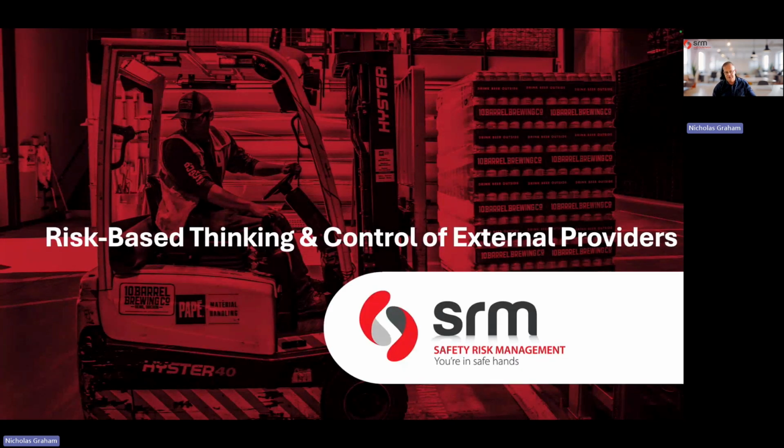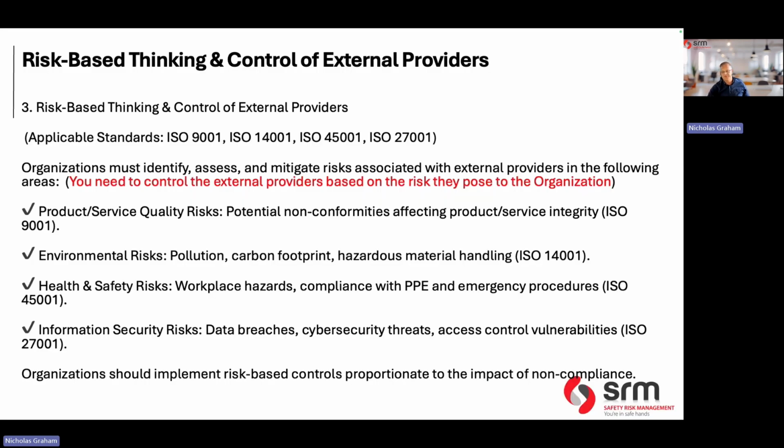When we're looking at managing external providers, we need to apply risk-based thinking. And basically what all four of those ISO standards say is when you're considering the external provider, you need to consider the impact that that external provider has on your organization from a quality, health, safety, and environmental perspective and allocate them a risk rating. Then we would be required to bring a measure of control to bear against that external provider based on the risk that they pose to us.